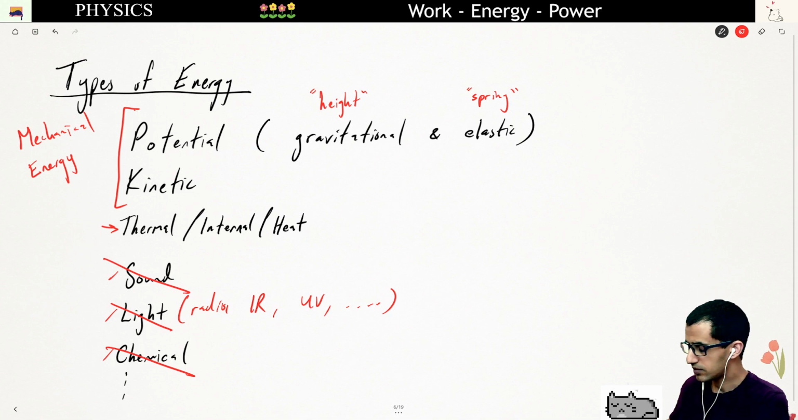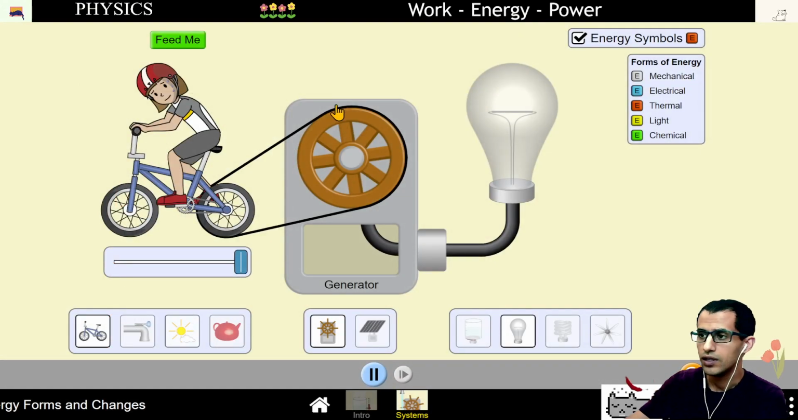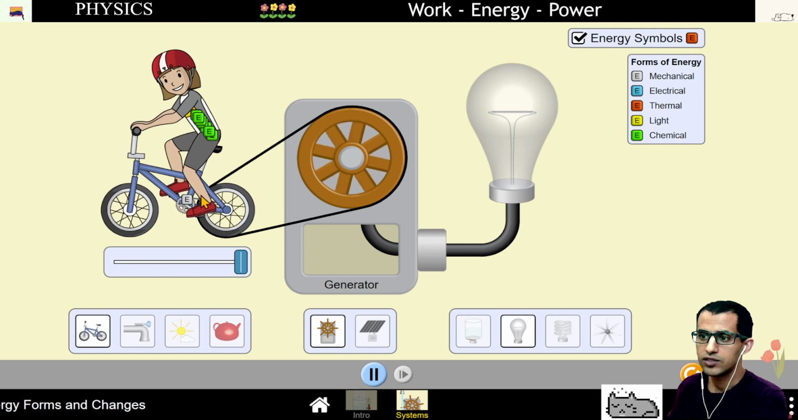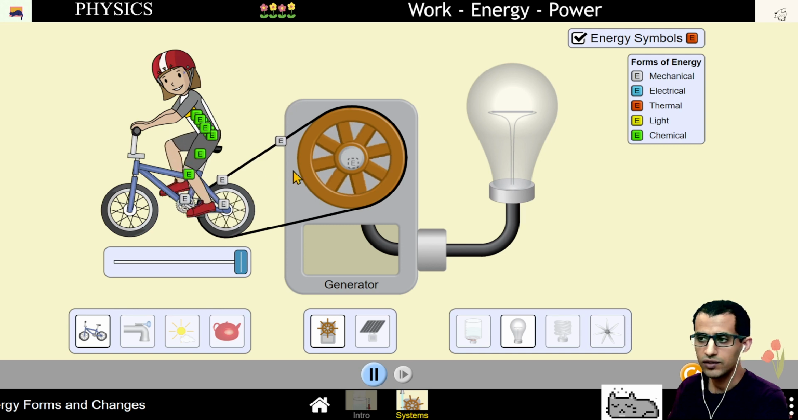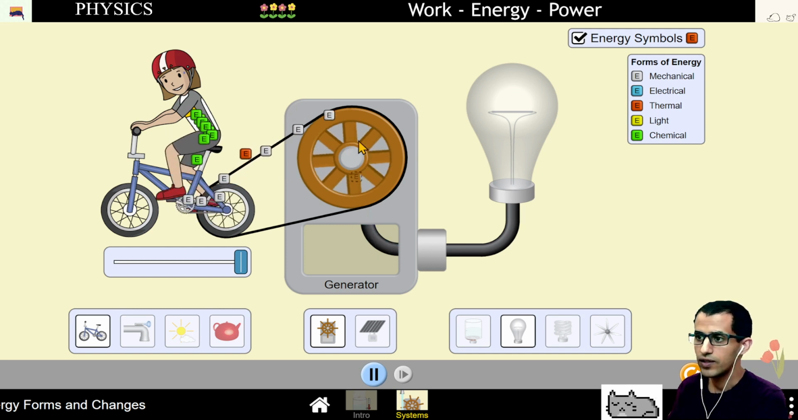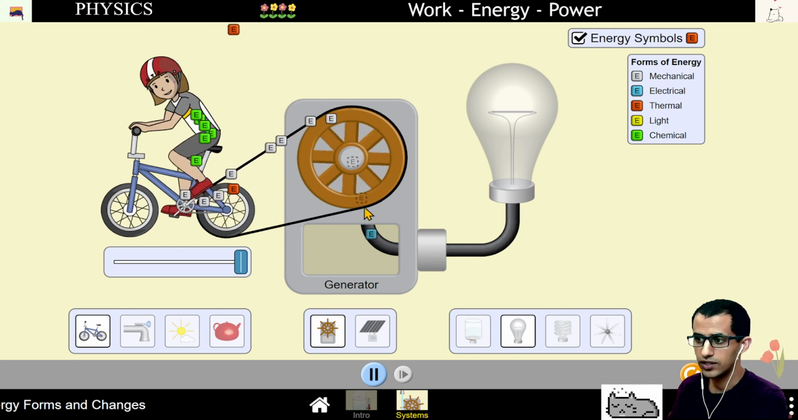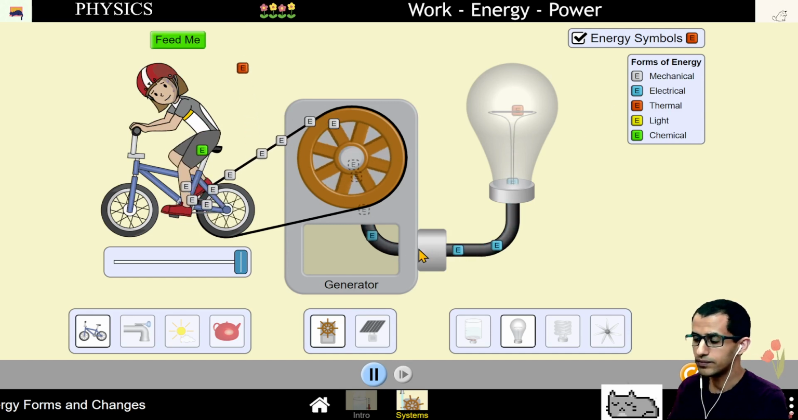Some examples of energy can be shown here in this PhET simulation, which I'll link to in this video. So here we're going to see the conversion of energy from one form into many others. We're going to start here with the girl. She doesn't have much energy right now. We're going to feed her, so we're going to give her some chemical energy shown in green here. And now she can start pedaling the bike, so she's converting her chemical energy into kinetic energy, rotational kinetic energy. The generator then takes that rotational kinetic energy and converts it into electrical energy shown in blue.